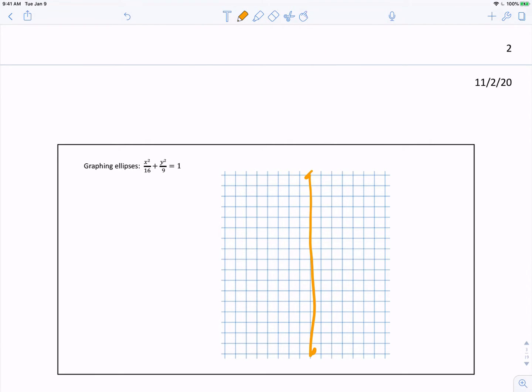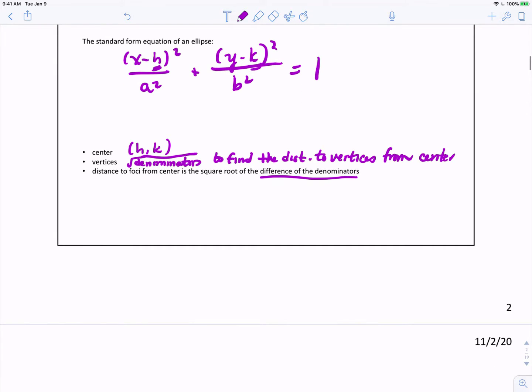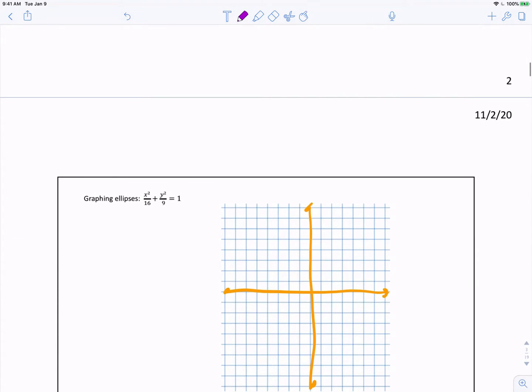So the first thing we're going to do is find the center of the ellipse. Now remember, the center of the ellipse is the point h comma k. So you ask yourself, what is being subtracted from x and what is being subtracted from y? Well, nothing's being subtracted from x and nothing's being subtracted from y. So we're starting with an easy example where the center is at the origin.